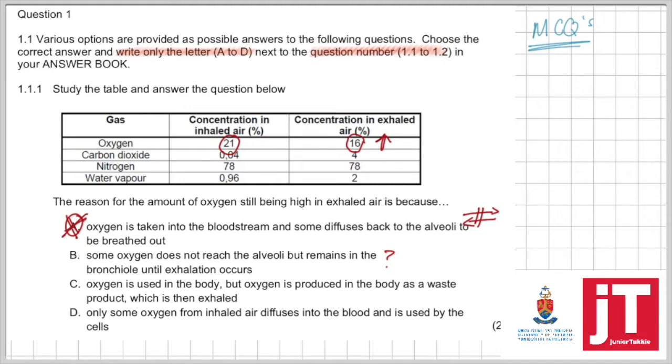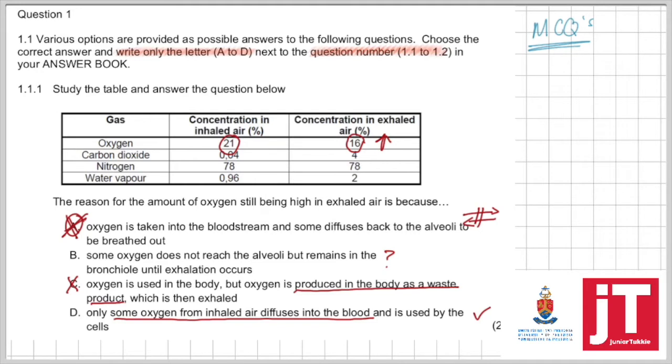Oxygen is used in the body but oxygen is also produced in the body as a waste product, which is then exhaled. Now we know that that is not going to be true, so we can eliminate option C. Moving quickly to option D, only some oxygen in inhaled air diffuses into the blood and is used by the cells. Now, if we consider diffusion happening from a high to a low concentration, we can expect then that diffusion will take place until the oxygen concentrations are more or less the same on either side of that membrane, if diffusion has the time to take place adequately.